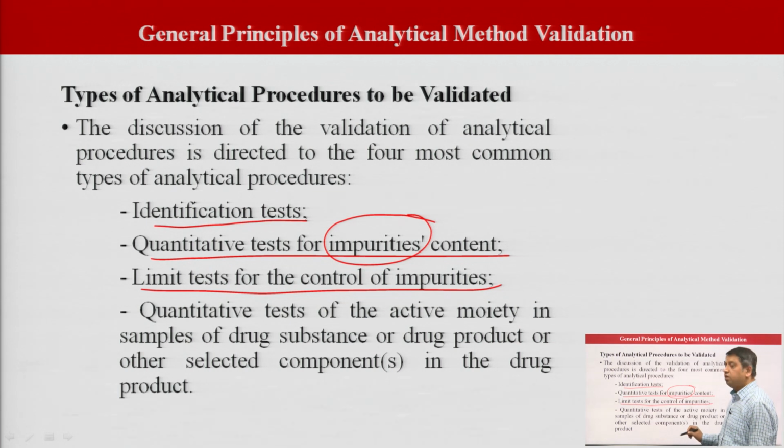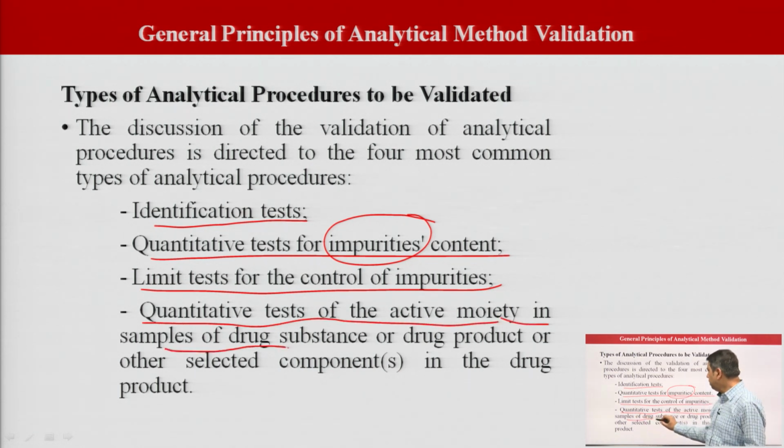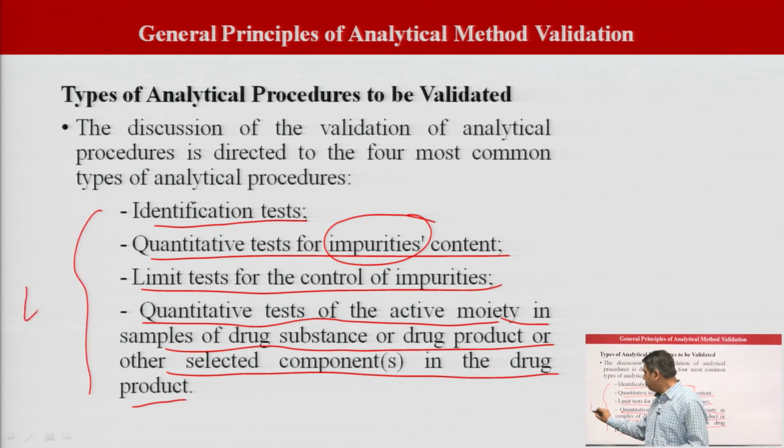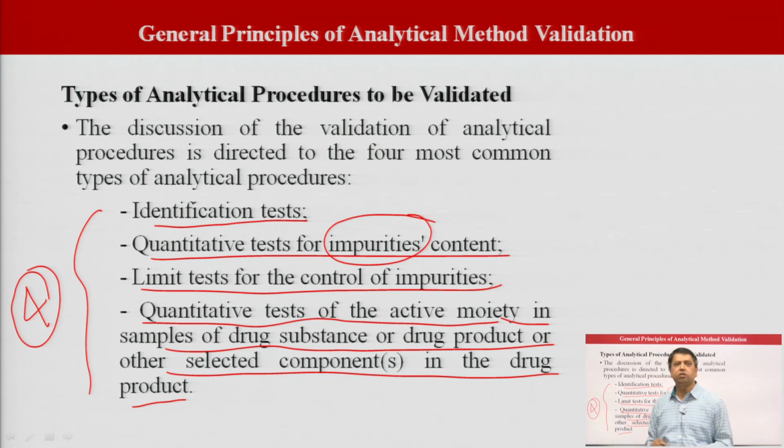The last type of analytical procedure for which it is essential to perform validation studies is the quantitative test of active moieties in samples of the drug substance or drug product, or other selected components in the drug product. So, these are the 4 types of analytical procedures or methodologies which require validation before their actual usage.